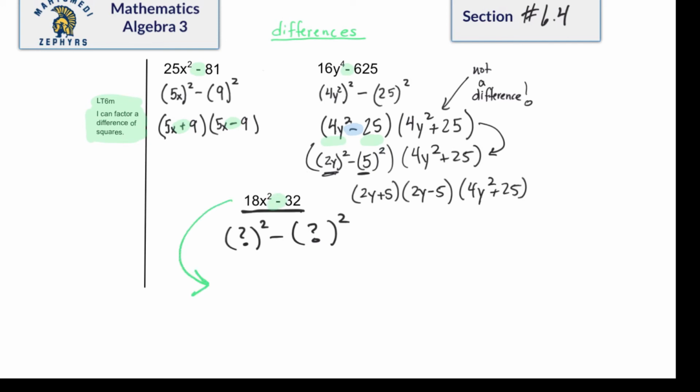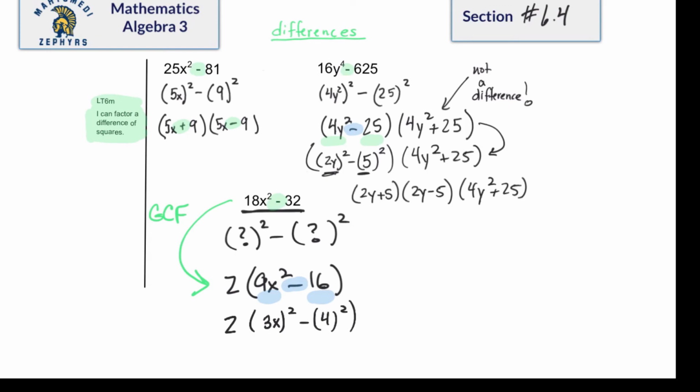Maybe there's a different method, like greatest common factor first. I know that the number 2 goes into 18 and 32. So I'm going to pull out a 2 and divide both of those by 2 to get 9x squared minus 16. Now, with our number sense, we see, oh wow, I now have a difference of two square numbers. So we're going to go back to a difference of squares, 3x to the second and 4 to the second.